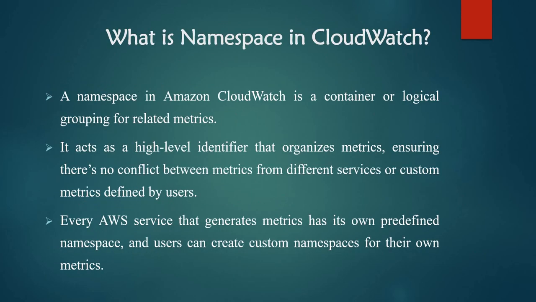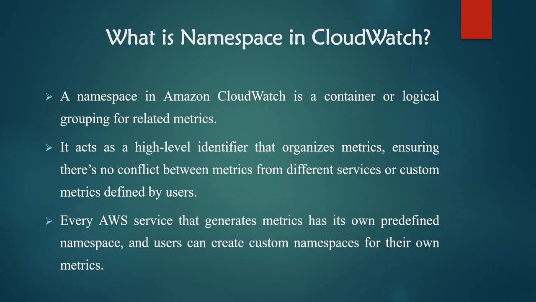The next is, what is a namespace in CloudWatch? A namespace in Amazon CloudWatch is a container or logical grouping for related metrics. It acts as a high-level identifier that organizes the metrics, ensuring there is no conflict between metrics from different services or custom metrics defined by the user. Every AWS service that generates metrics has its own predefined namespace, and users can create custom namespaces for their own metrics. A namespace contains the grouping of related metrics.